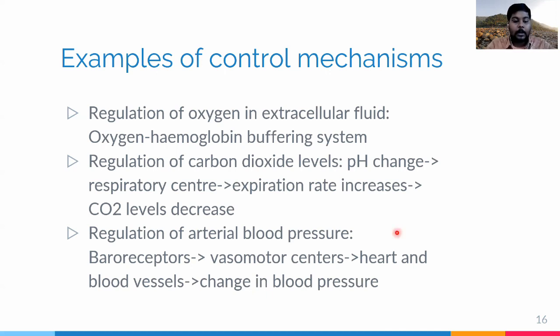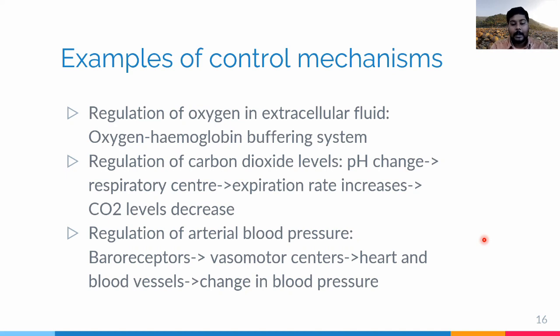Next, let us consider how arterial blood pressure is regulated in our body. The regulation of arterial blood pressure is done by special organoids known as baroreceptors. Baroreceptors are present in the carotid artery in our neck, exactly somewhere here. Baroreceptors are also present in the thorax as well as the arch of the aorta. These baroreceptors stretch when the arterial wall itself stretches.